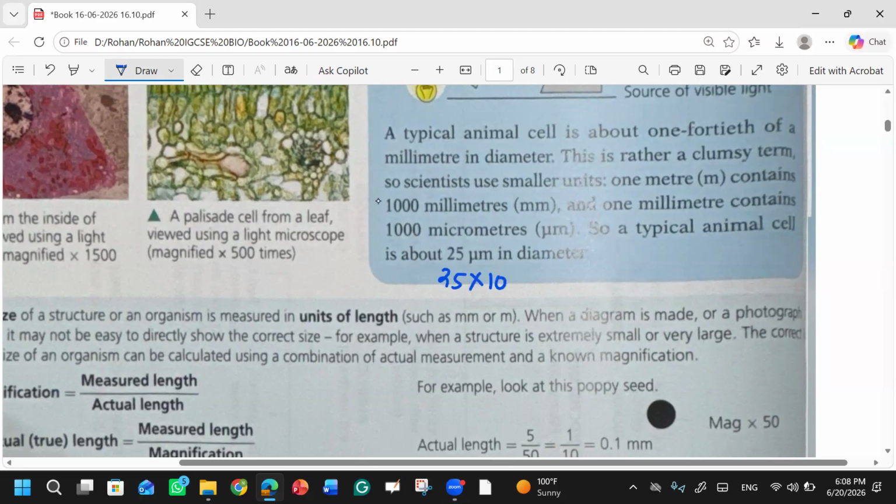25 into 10 raised to power -6 meters. This much small is the size of the animal cell.